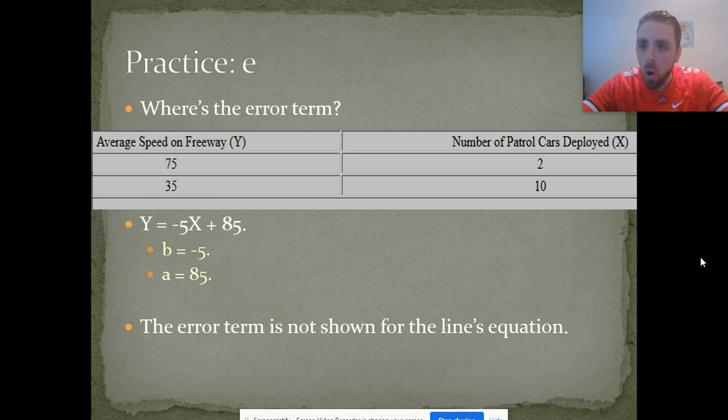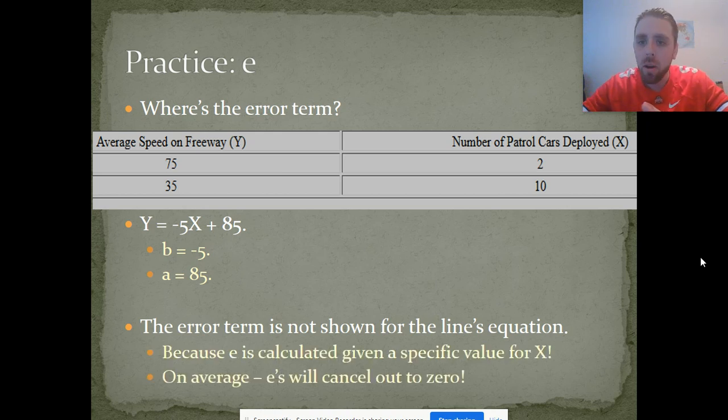The error term is almost never shown for the line's equation. And that is because the error term is calculated using the sum of squares property, okay? Pardon me, the error term is calculated by balancing the errors above the line and below the line. And so I've said that the error term needs to be the smallest it could possibly be. Well, in this case, the error term is going to be calculated for a specific value of x. We will have a value for e when x equals 2.